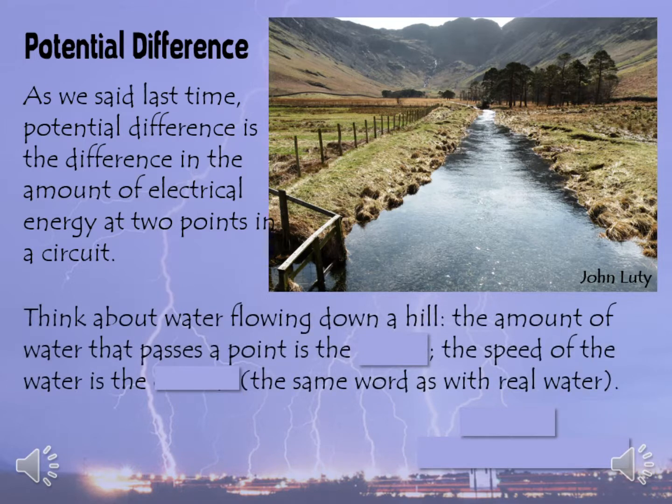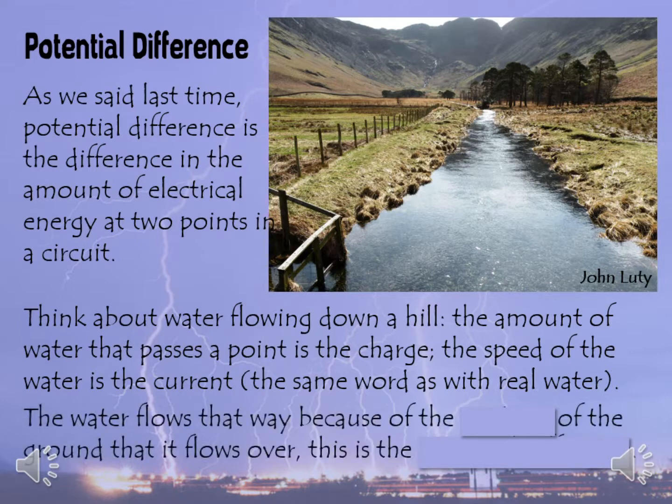So, the amount of water that passes a point would be compared to the charge that was passing a point, and the speed at which that water passes is going to be called the current, which is just what we would say with real water. A strong current has fast running water. And the thing is, the water flows at all because of the gradient. It's going down a hill.